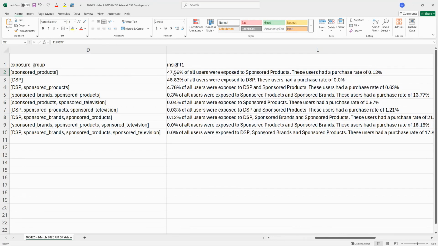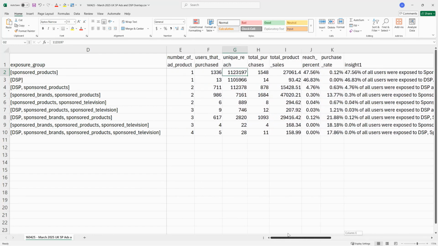So 47.56% of all users were exposed to Sponsored Products. These users had a purchase rate of 0.12%. Now, the most important part here is to analyze how different combinations of your campaign types affect the purchase rate and what the total reach was. You can see that we had a limited DSP campaign going on here, but we had a pretty good reach here.